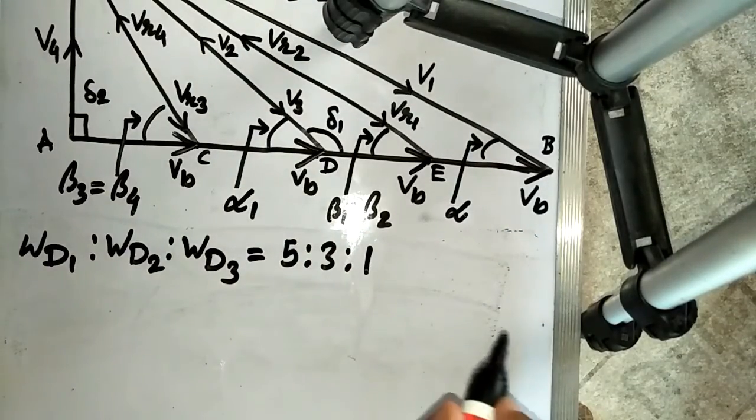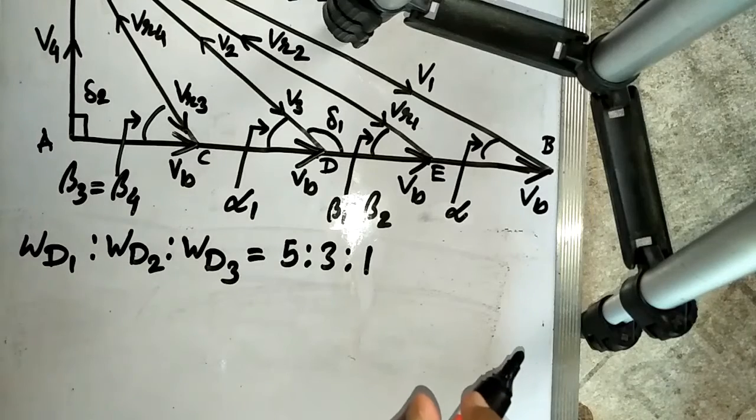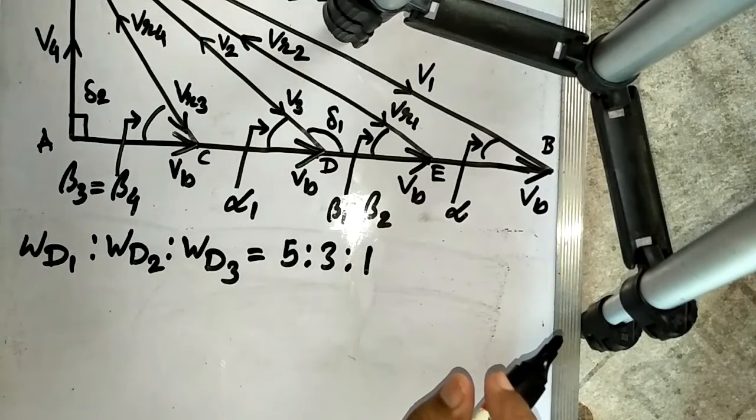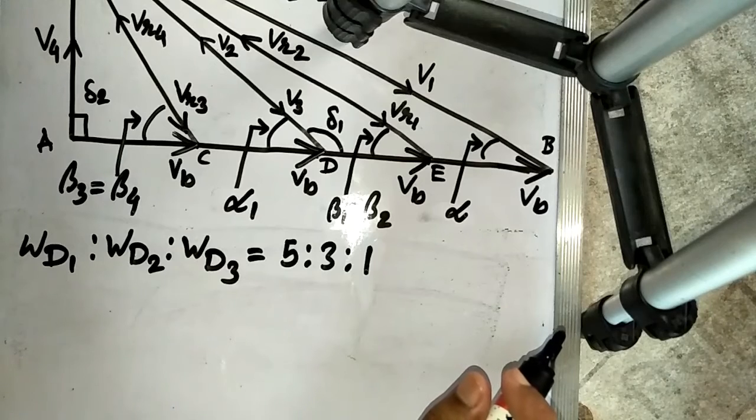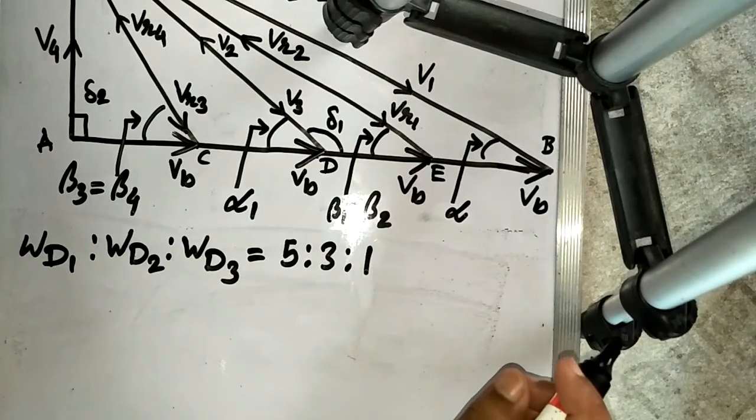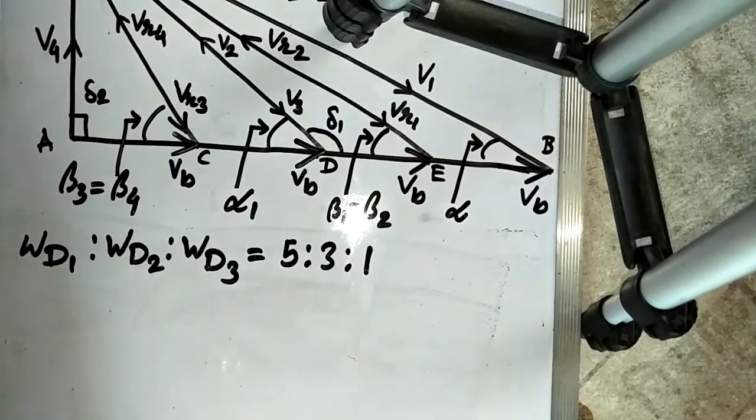This is the ratio. Only 1/9 of the total work in the stage is done in the third row of moving blades. Therefore, as the number of rows of moving blade in a Curtis stage increases, the effectiveness of the later rows decreases. In conventional designs, only 2 rows of moving blades are used in a Curtis stage. It is not justifiable to use more than 2 rows.